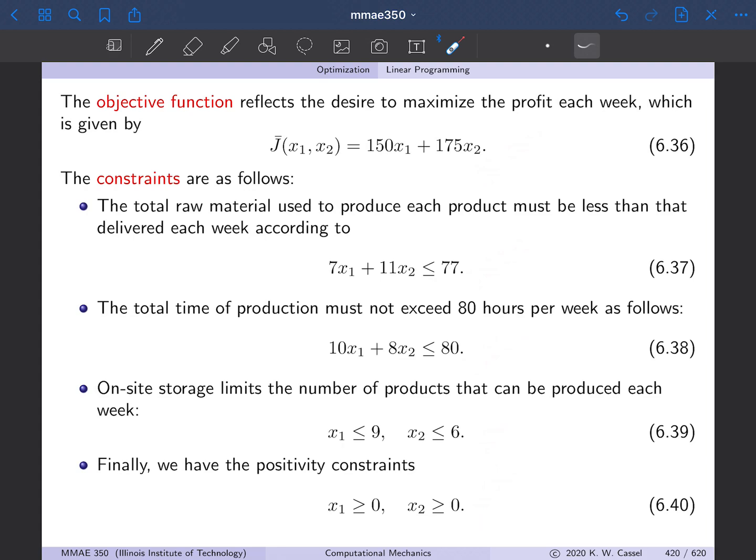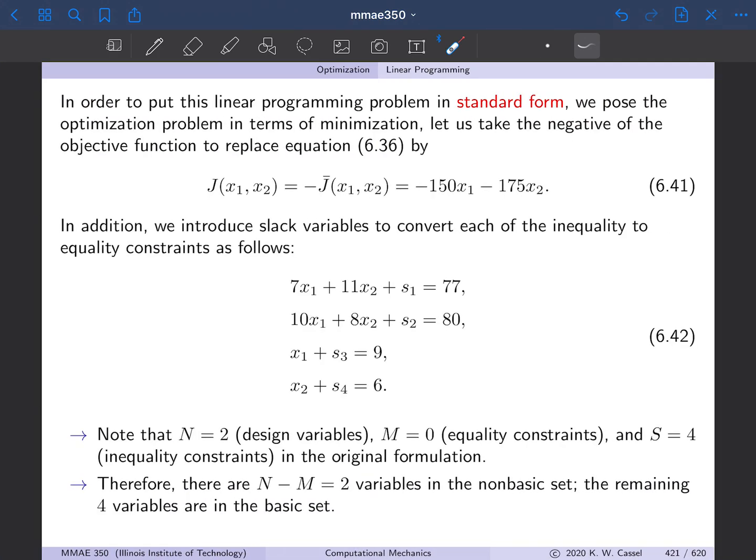So M is 0, and then S is the number of inequality constraints, of which there are 1, 2, 3, 4. So N is 2, M is 0, and S is 4. All right, so now let's come back to this. Now we have our 4 inequality constraints, which we convert to 4 equality constraints.